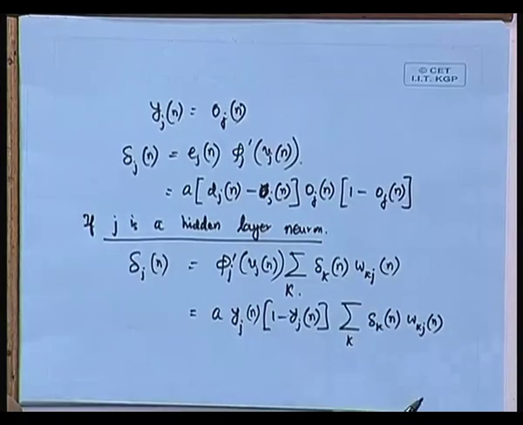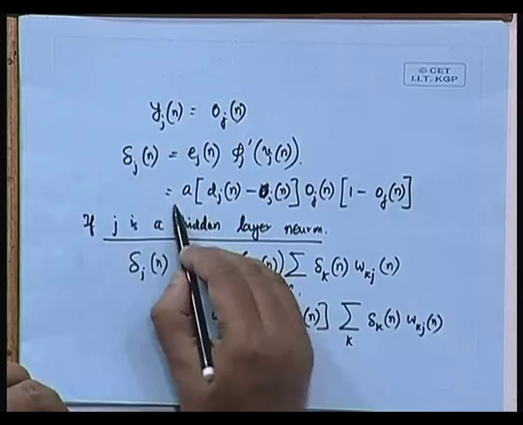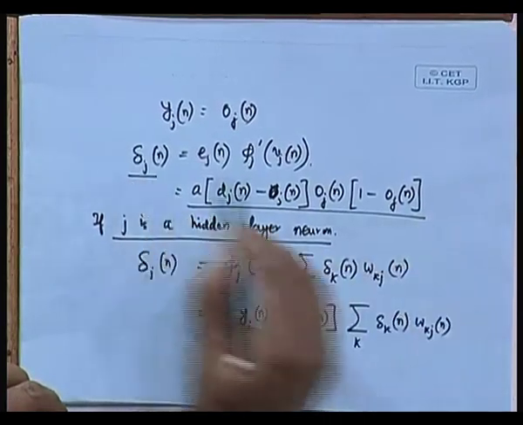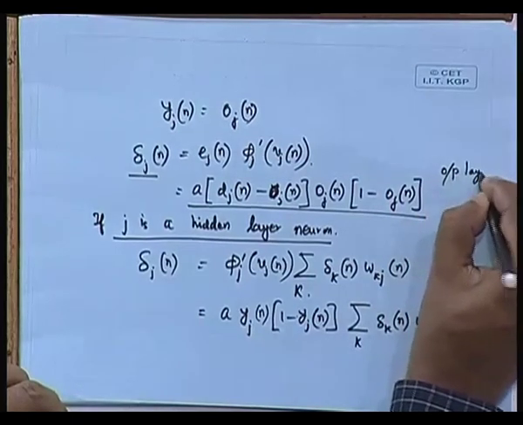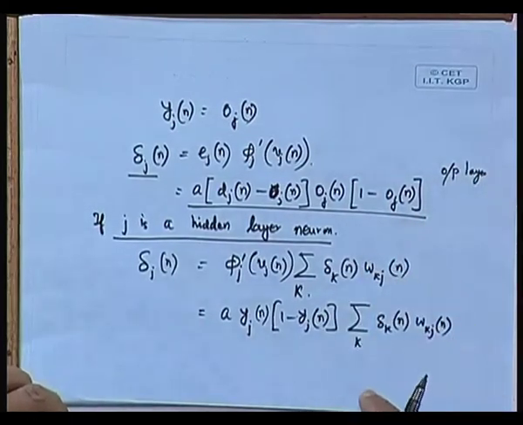Whereas for the output layer, this is the expression that we have got. This is for the output layer, whereas this is for the hidden layer. All right. Anybody having any doubts or confusion pertaining to this?